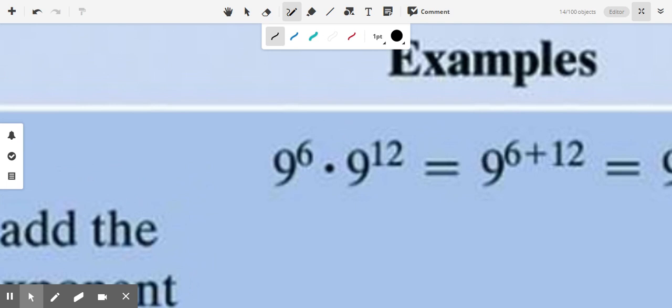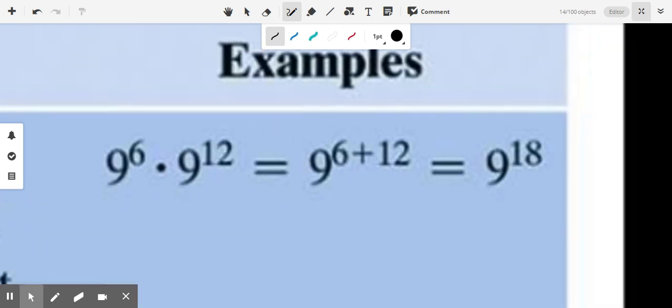If I'm multiplying two powers together that have the same base, both of these, remember the base is the main number, the exponent is the number floating up to the right. If you multiply powers together that have the same base, the shortcut is you just add the exponents together. So 9 to the 6th times 9 to the 12th is the same thing as just adding that 6 and 12 together to get 18, and that is equal to 9 to the 18th power.